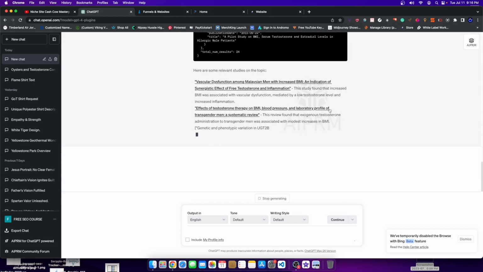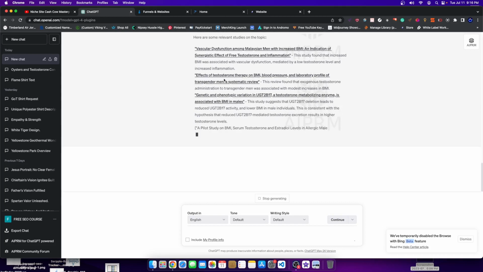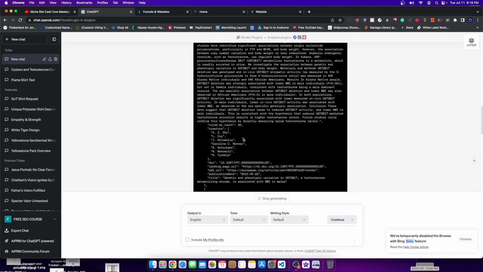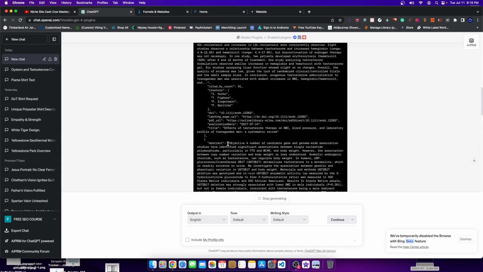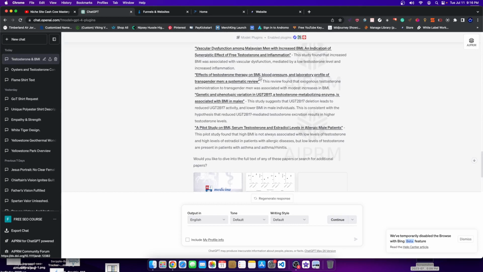And we can actually see some of this information. So here, let me look at some of this data. This study is, let's see what it's called. Effects of testosterone therapy on BMI. There we go. So this is a study. Okay, let's see how this looks. Effects of testosterone therapy on BMI.